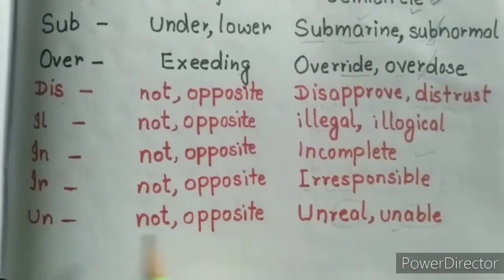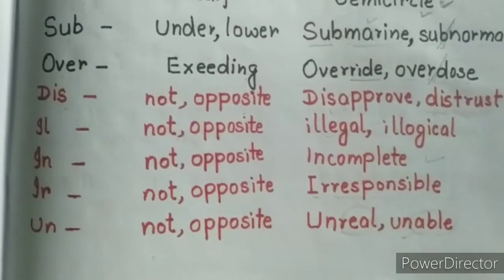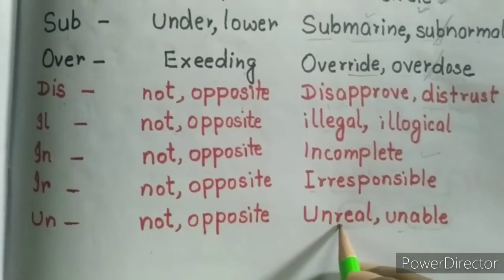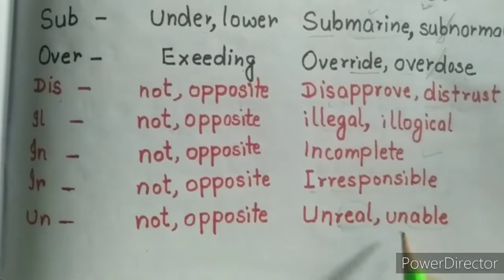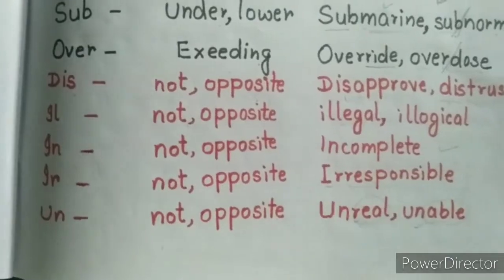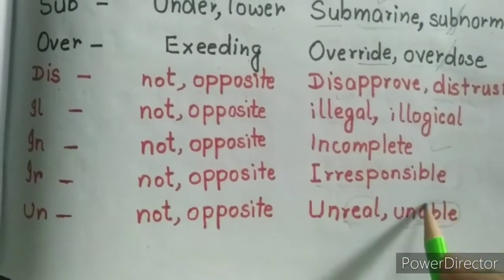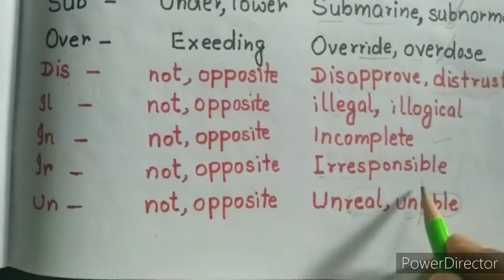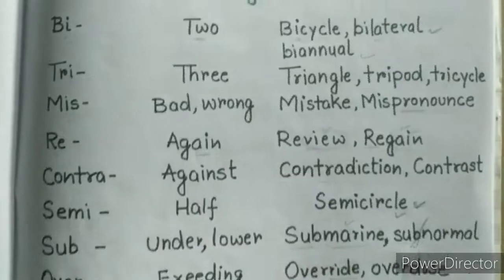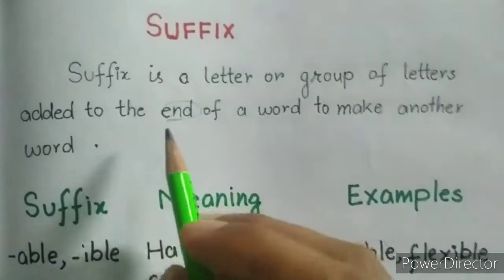The same way un refers to not, or say negative or opposite of something. Unreal, when something is unreal we don't believe it, right? Then unable, when you can't do something we are unable to do that, right? Able means having the capacity to do something, unable means not having the capacity to do something. So we are done with prefix here. Now let's move to suffix.